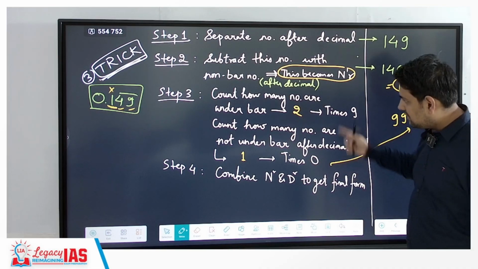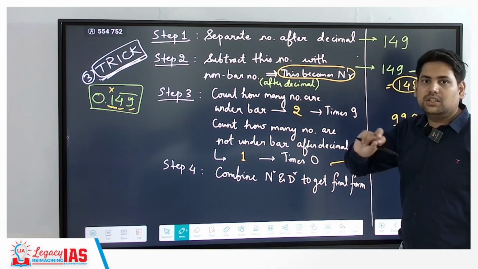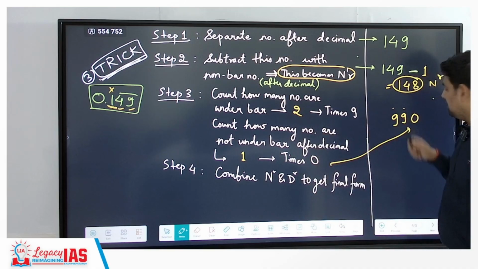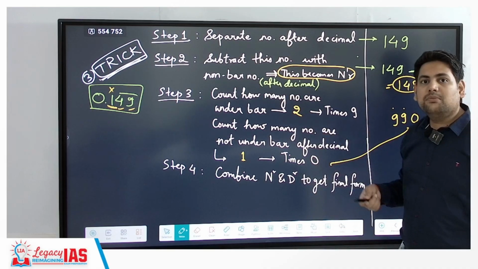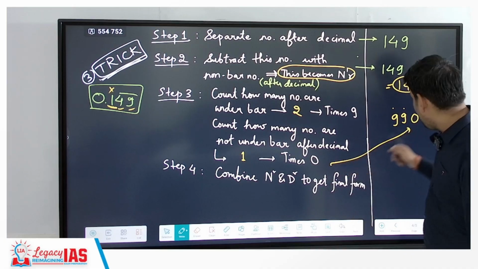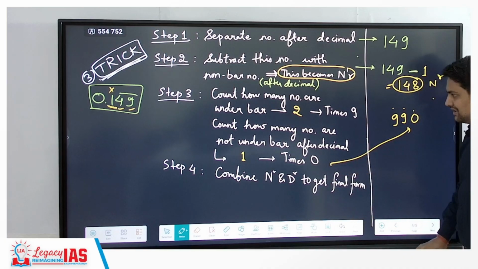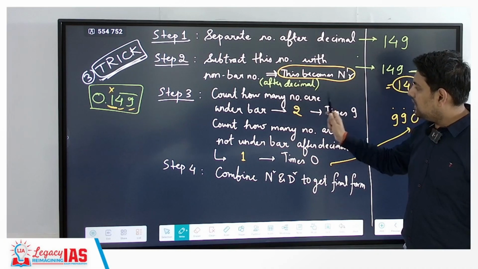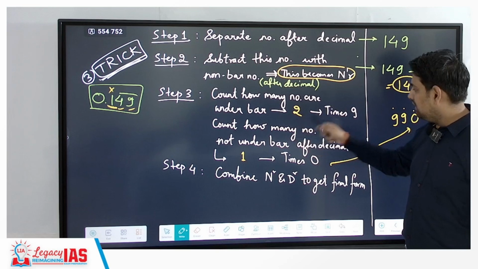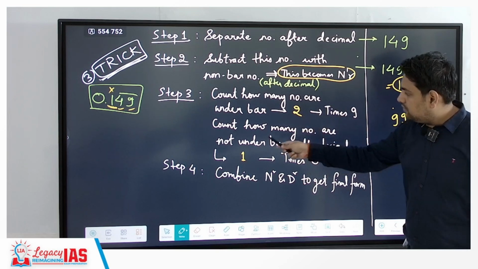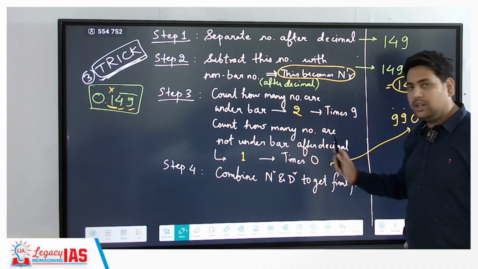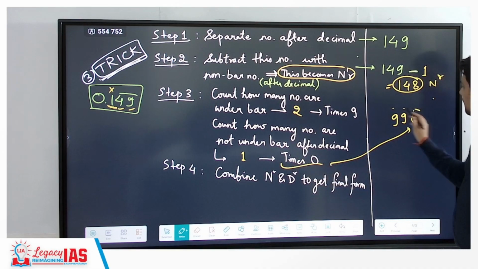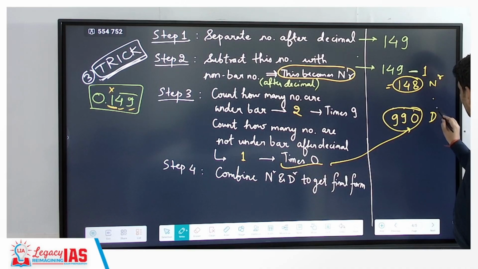Okay, follow this order only. First you count the numbers which have a bar over them, and that many times 9 will come. Then you count how many numbers do not have a bar over them, and that many times 0 will come. That's it. If you read it once, you will get it settled in your head. This becomes your denominator.